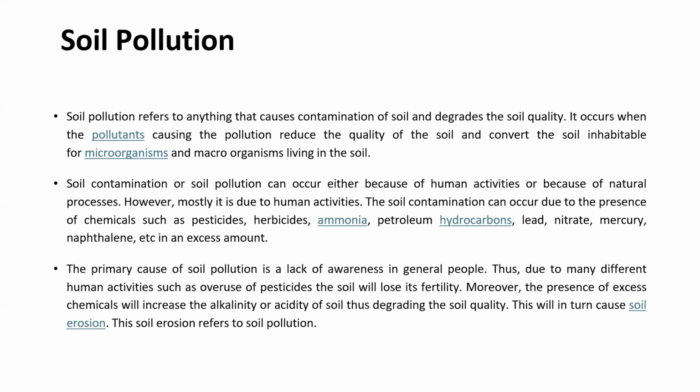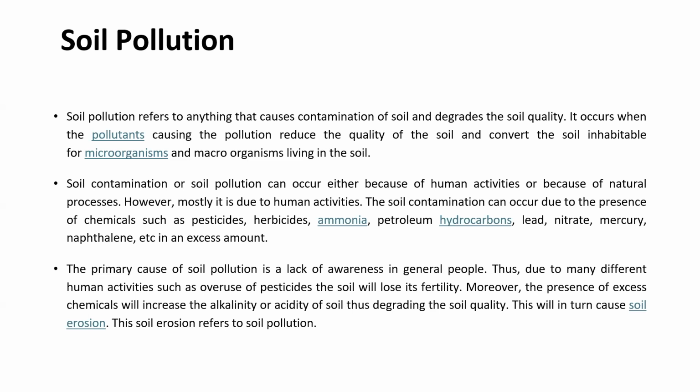Coming to the next part, soil pollution. Now we know that pollution is nothing but presence of anything which is undesirable. So if that undesirable is present in the soil, obviously it is soil pollution. Anything that causes contamination of the soil and degrades the soil quality is called soil pollution. And it happens especially when there are a number of pollutants which are reducing the quality of soil and making the soil uninhabitable for microorganisms as well as macroorganisms which are living in the soil. What we call soil microflora is affected.